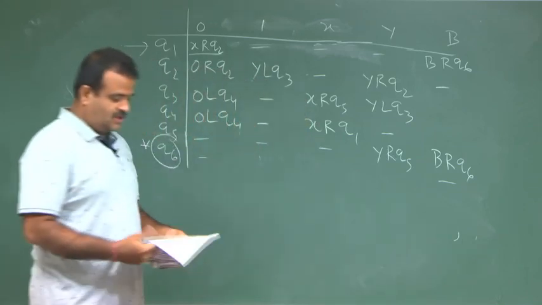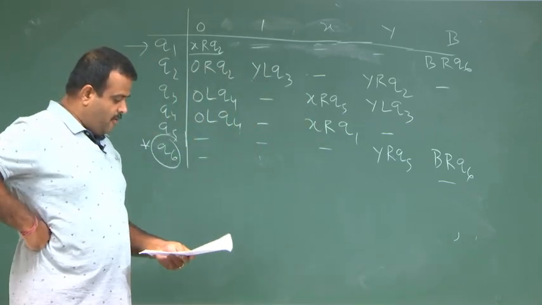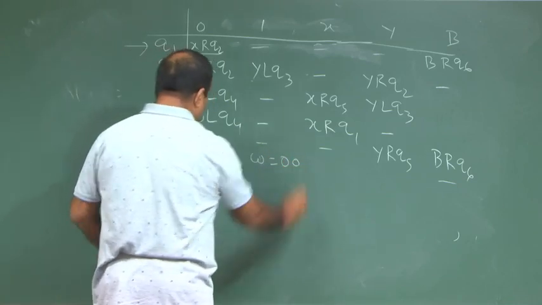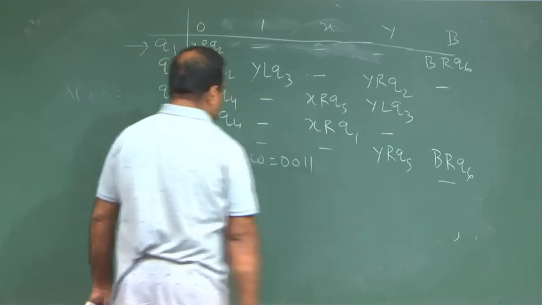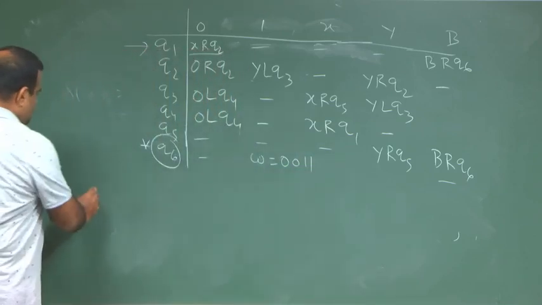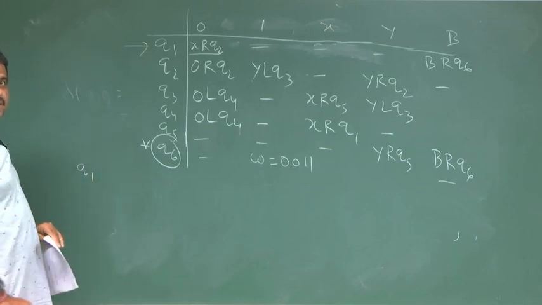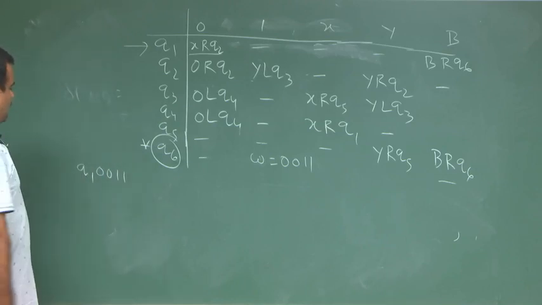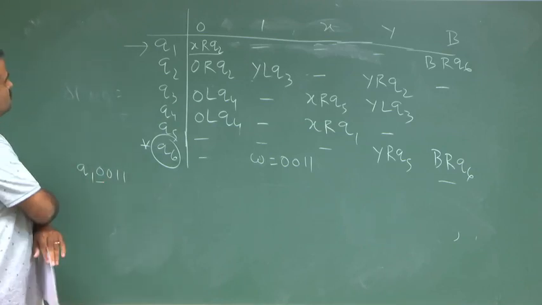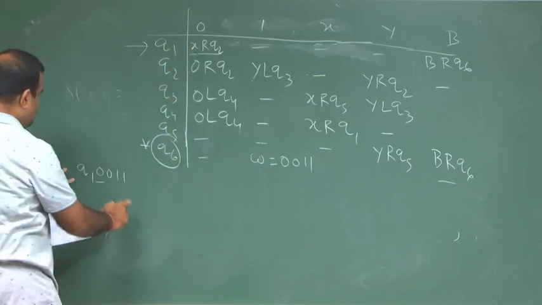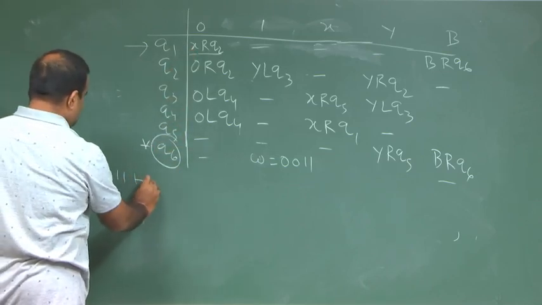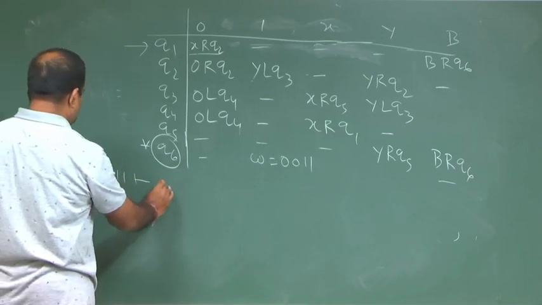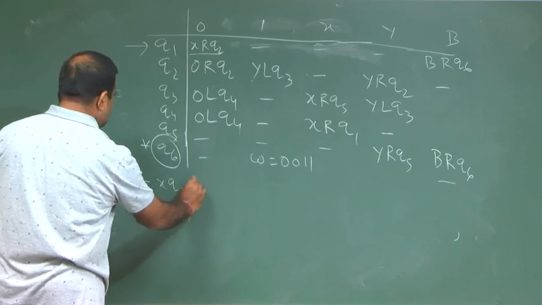So let us take another string, 0 0 1 1. We start with q1 as the starting state, and now we read this symbol. So q1 with 0 is this move. It will go to the right, the 0 will be replaced by x, and q1 will go to q2. So we get x q2 0 1 1.